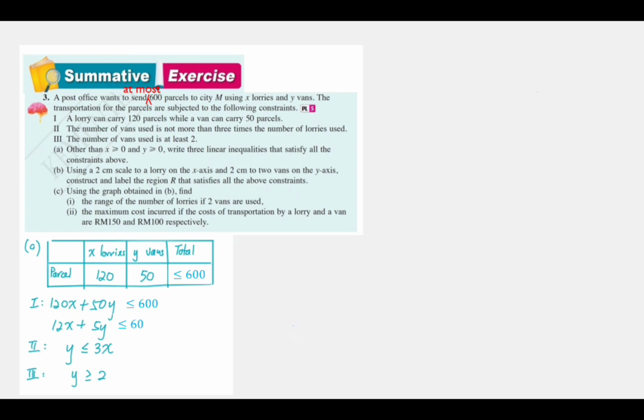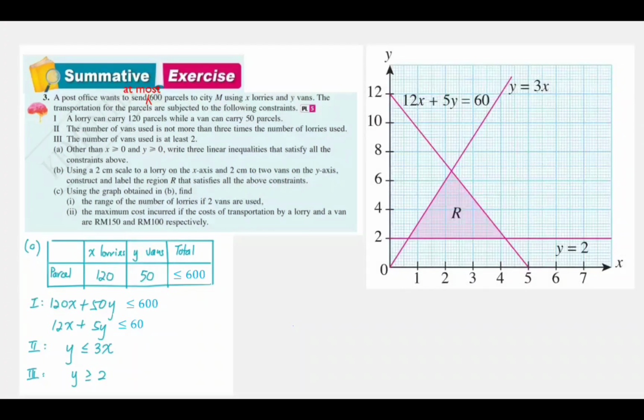So B, using a 2 cm scale to 1 lorry on the x-axis and 2 cm to 2 vans on the y-axis, construct and label the region R that satisfies all the above constraints. So we have different scales for the lorries and vans. For the lorries, 2 cm to 1 lorry and 2 cm to 2 vans. Alright, so be very careful when we draw the graph. We get this.